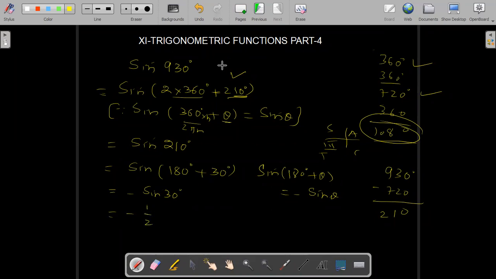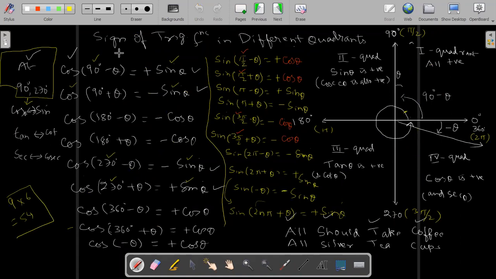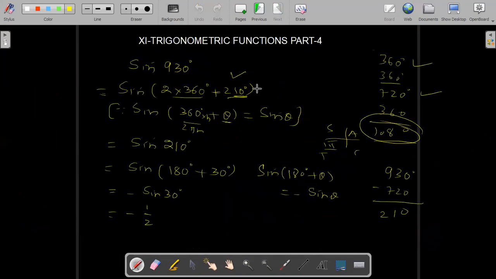Understood? This is the use of these allied angles. These are also called allied angles: 90 minus theta, 270 minus theta, 360 plus theta. These all are allied angles. I think you understood the use of this to find any value. Now I'll take more questions to use these formulas.